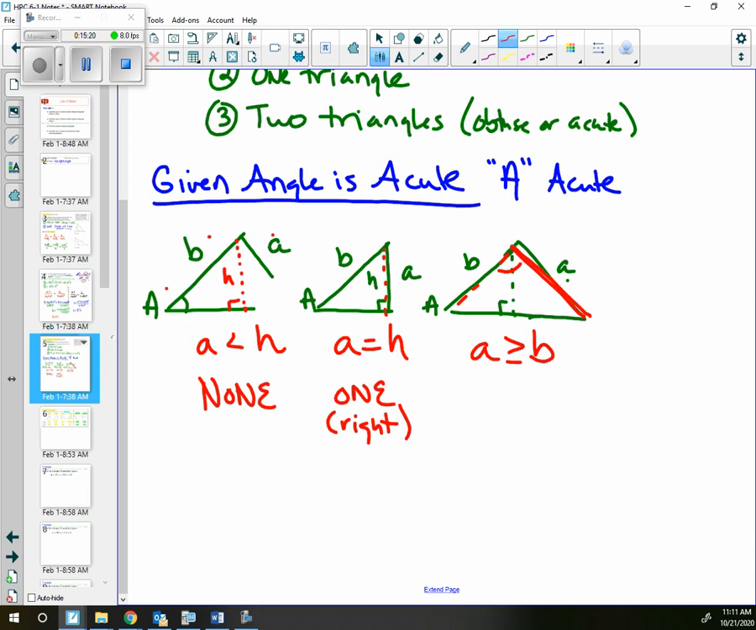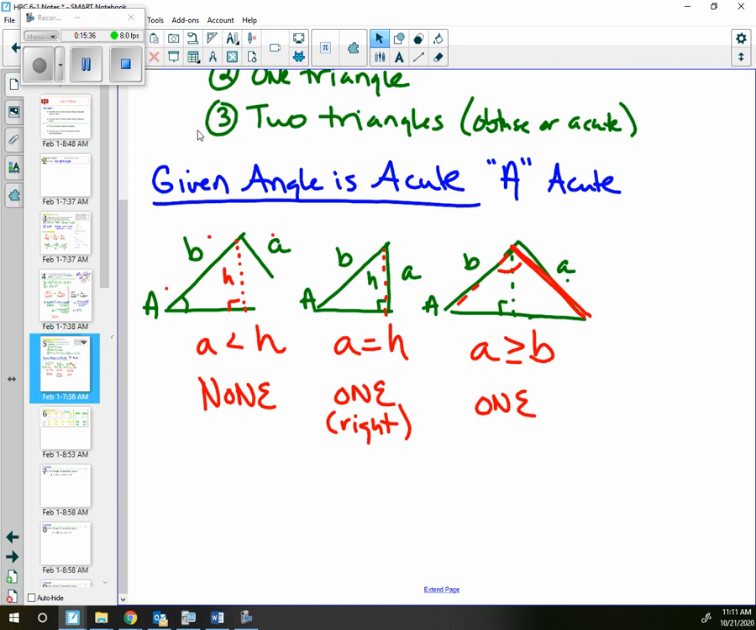So if A is longer, there's only one triangle there as well. It's not a right triangle, but there's only one way we can draw it. It has to go away because it's longer or equal. If it was isosceles, it would be the same thing. We couldn't possibly swing that side A in any other direction. So we're kind of stuck there, right? That's as far as we can go.